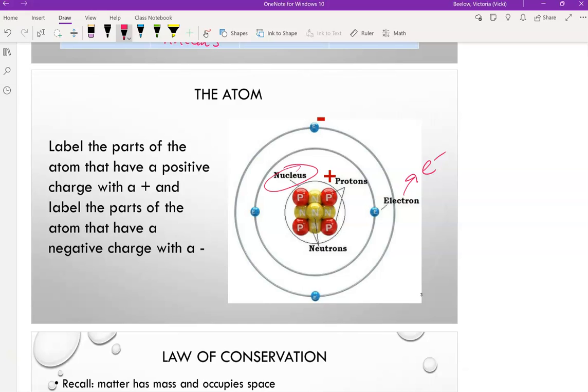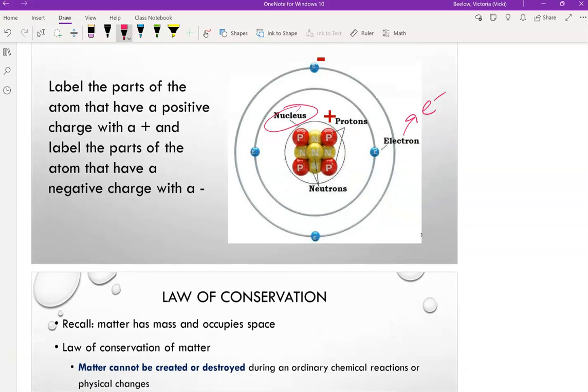And then in the middle, we have the protons and neutrons that have mass that are in the nucleus in the middle. And the protons have a positive charge. And I'll get back to this model. This isn't the most current model of an atom. We have a more up-to-date model, but we still use it for teaching purposes.